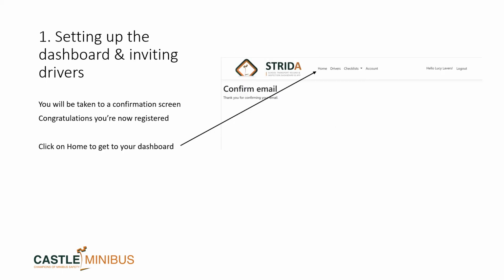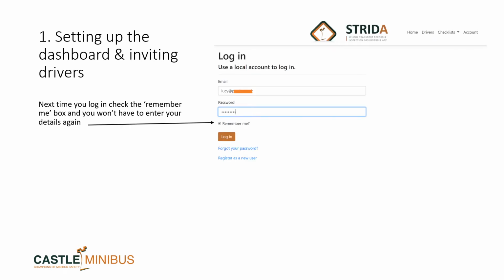When you click on that email to confirm your address, you will be taken to a page that shows you have confirmed your email, and you will need to click on the home page to return to the STRIDA dashboard. You may be asked to log back into STRIDA, and if this is the case, please tick the Remember Me box so that you do not need to re-enter your password next time you come to use STRIDA.